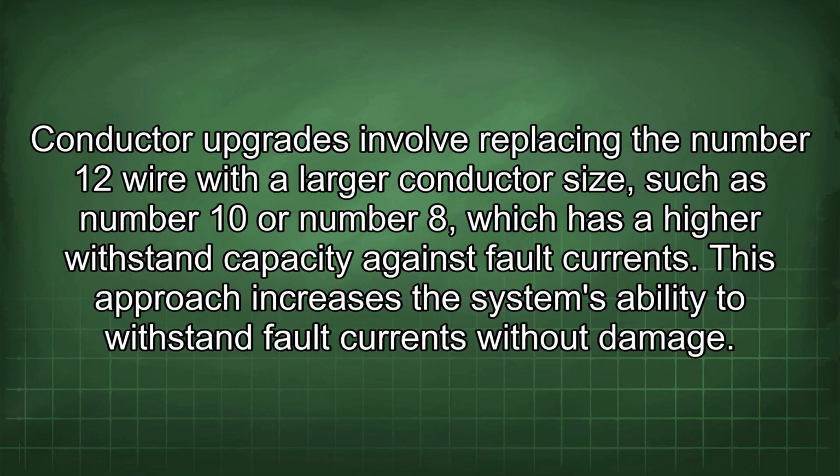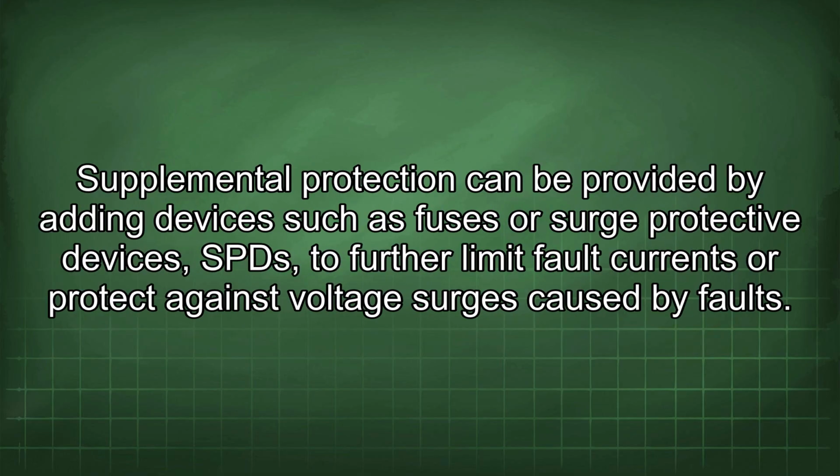Conductor upgrades involve replacing the number 12 wire with a larger conductor size such as number 10 or number 8, which has a higher withstand capacity against fault currents. This approach increases the system's ability to withstand fault currents without damage. Supplemental protection can be provided by adding devices such as fuses or surge protective devices, SPDs, to further limit fault currents or protect against voltage surges caused by faults.